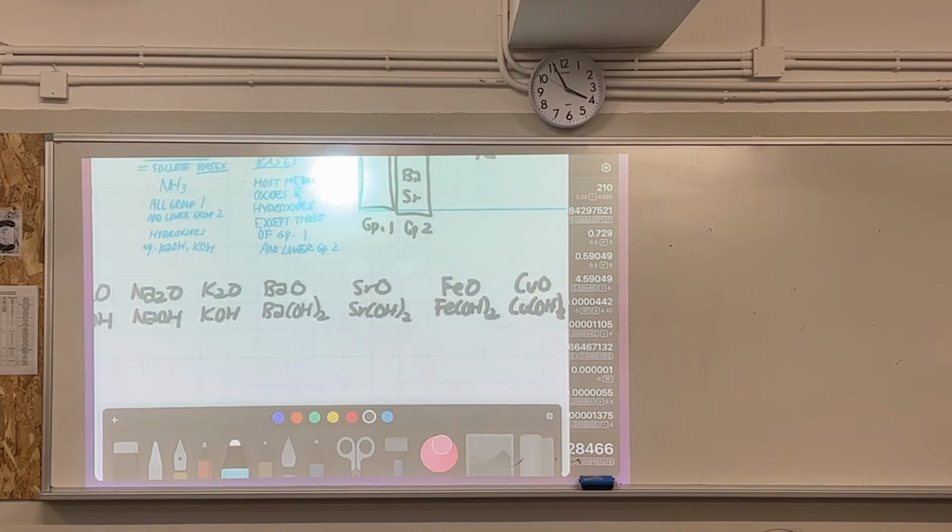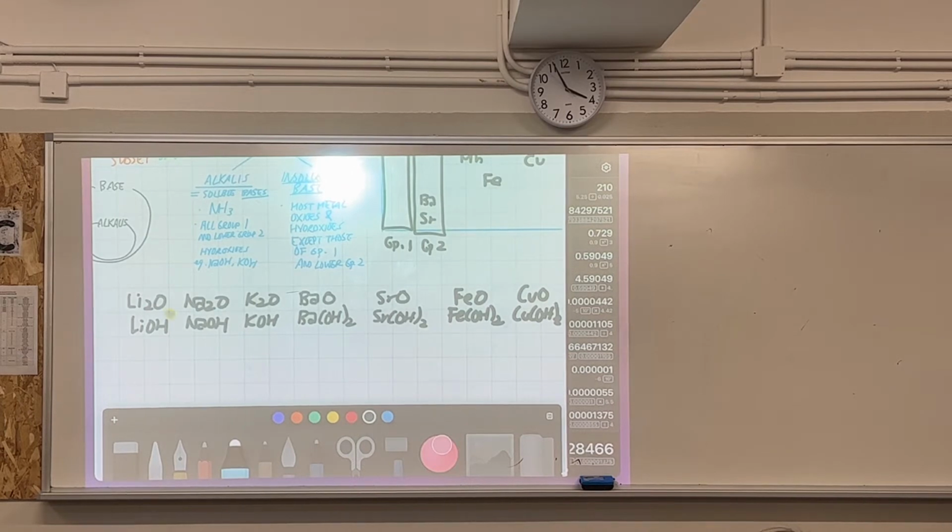Which of these are alkaline? Which of these are base? Insoluble base. How many soluble bases or alkalines are there here? We have 10. Where are the 10 soluble bases? So these are soluble bases: all group 1 and lower group 2 oxides and hydroxides. Okay, so oxides and hydroxides, they are soluble.